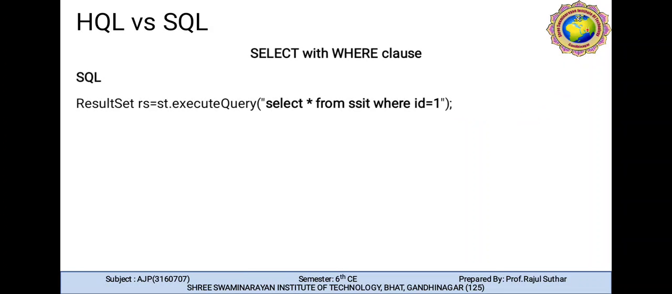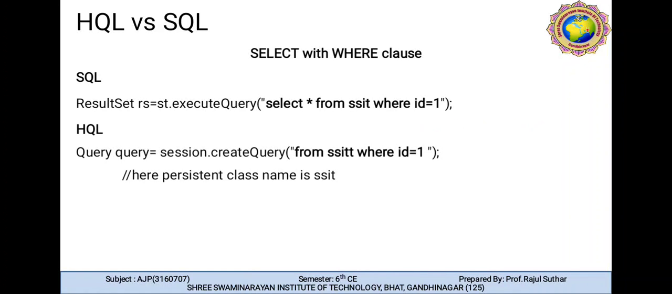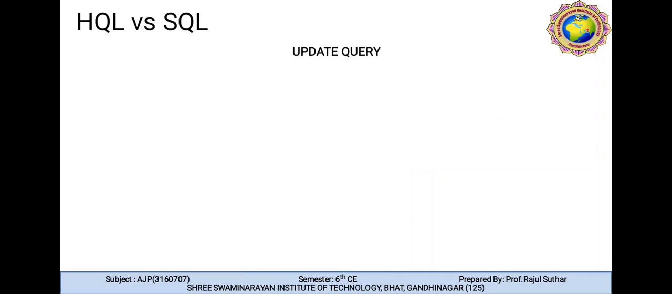Select with where clause. If we are using the where clause with a condition, then result set rs is equal to st.executeQuery. In the double quotes we require select star from ssit where id is equal to 1. Same way in HQL we can use query is equal to session.createQuery, from ssit where id is equal to 1. Persistent class name is ssit.